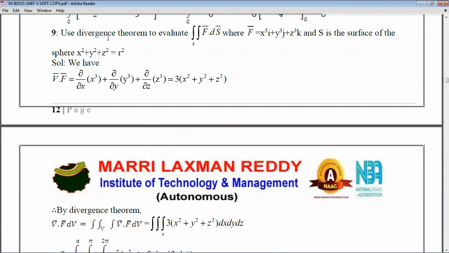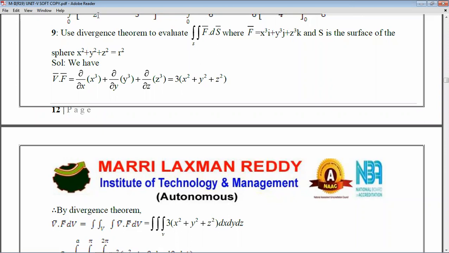Next one. Use the divergence theorem to evaluate the double integral of f bar dot ds bar, where f bar is equal to x cube i plus y cube j plus z cube k, and S is the surface of the sphere x square plus y square plus z square is equal to r square.